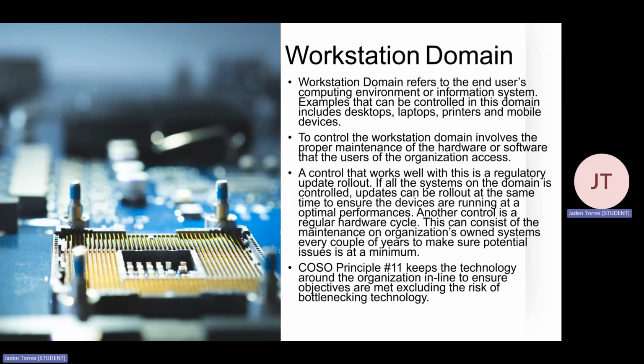To control this domain involves a proper maintenance of hardware and software that the user of the organization accesses. This is important because, as one of the control states, is a constant update rollout, making sure that the information systems on this domain stay up to date, making sure they're rolled out at the same time so no system's missing any updates and could be at risk of possible threats, breaching of accounts or information that could cost the organization. Another control is the regular hardware cycle.